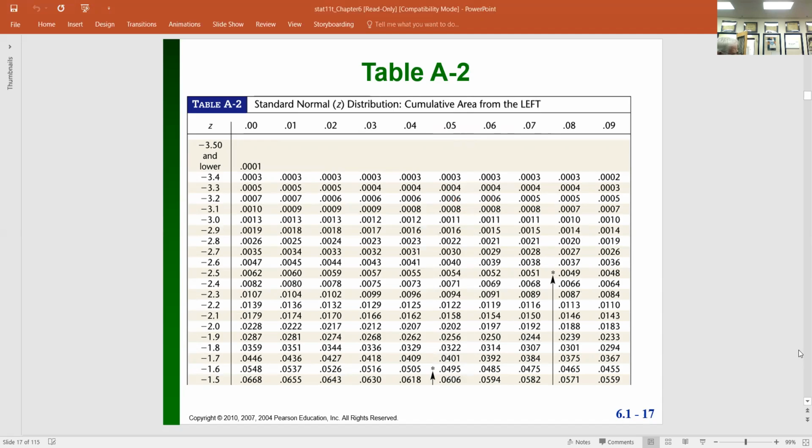Now, what about above? Well, above is the difference between the total area, which is 1, and the probability we just calculated. So the difference between 1 and 0.9082 is going to be 0.0918 if we subtract it from 1. Okay? 0.0918. That means that 9.18% of the population will have an IQ above 120.